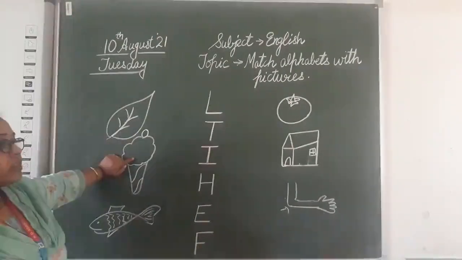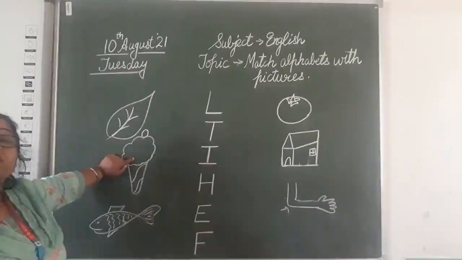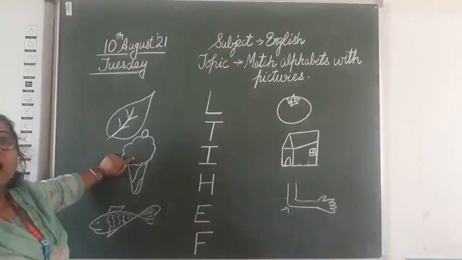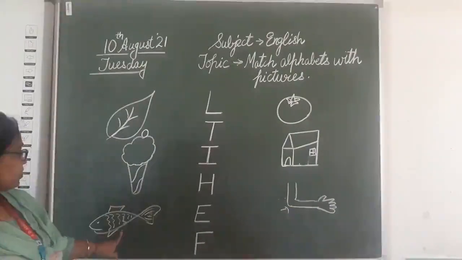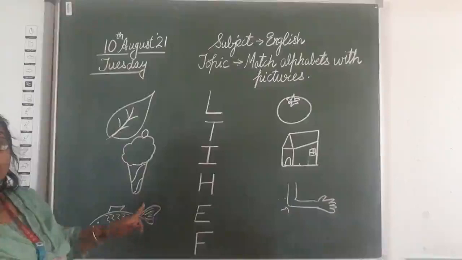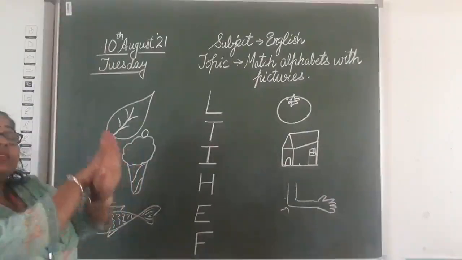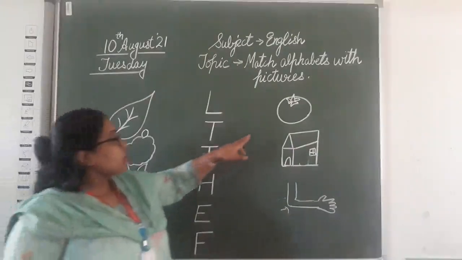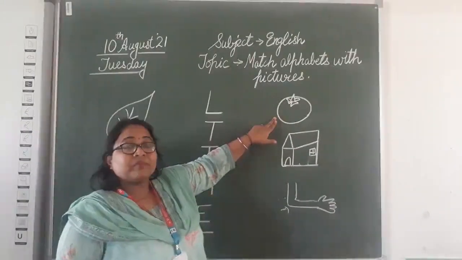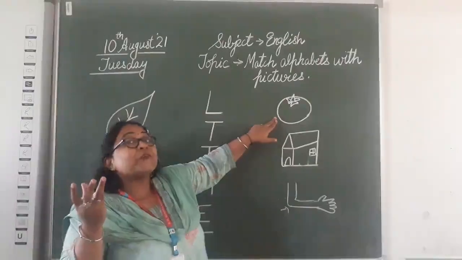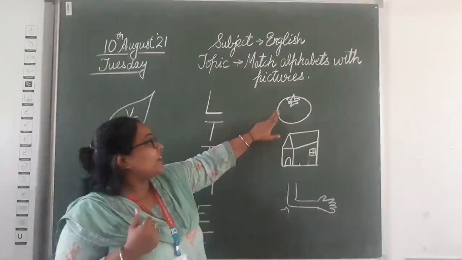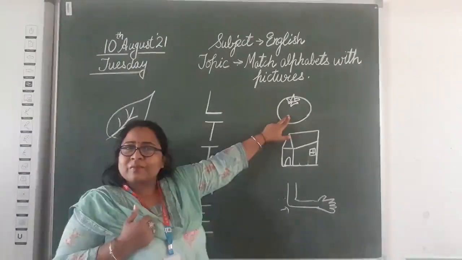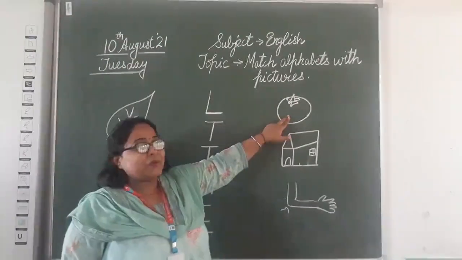Leaf. What is this? Ice cream. Yes, we all love eating it. It's an ice cream. Now, what is this? Something that swims in the water. It's a fish. Okay. Now, what is this? Aha. Tomato. Very tasty. So, it's a tomato. What is the color of tomato, class? It's red in color. Very good.